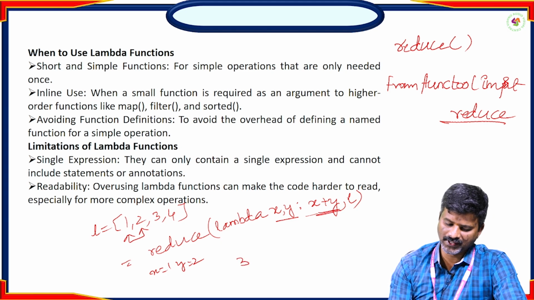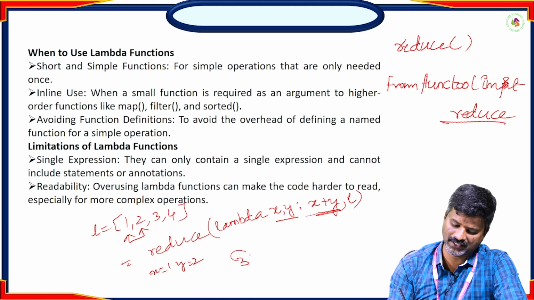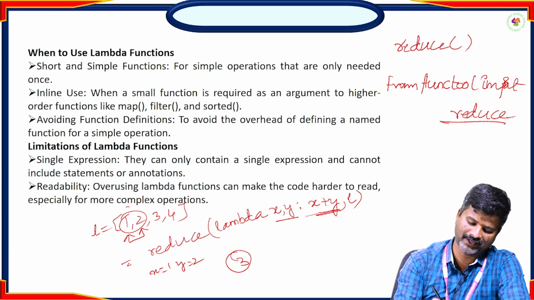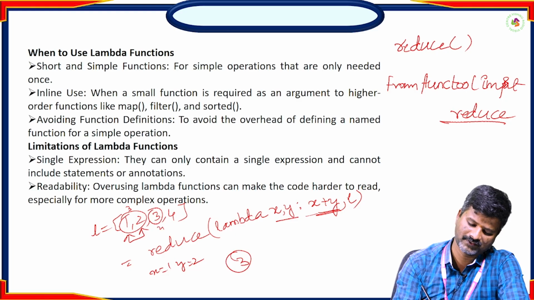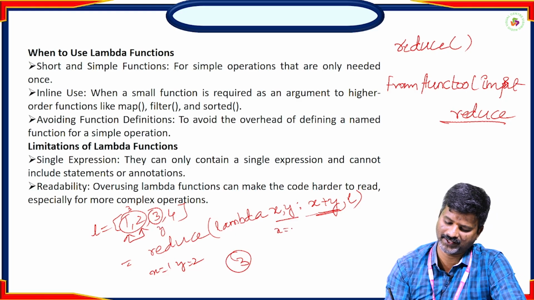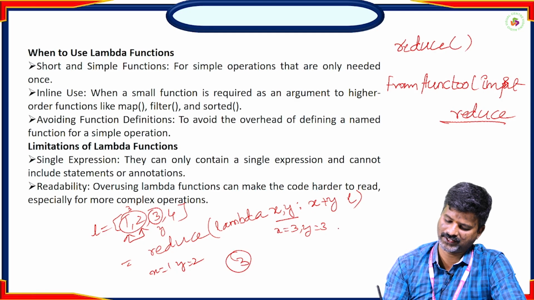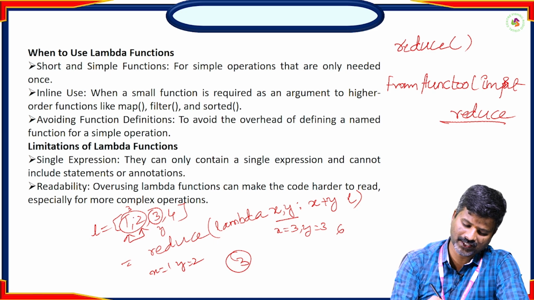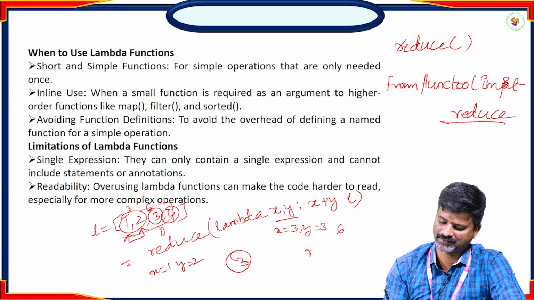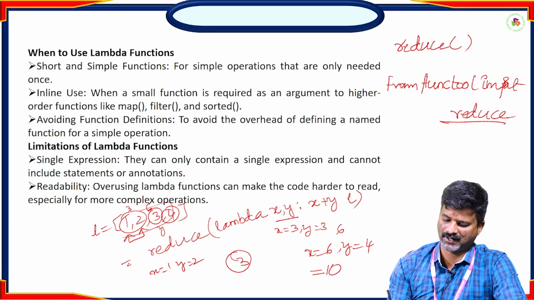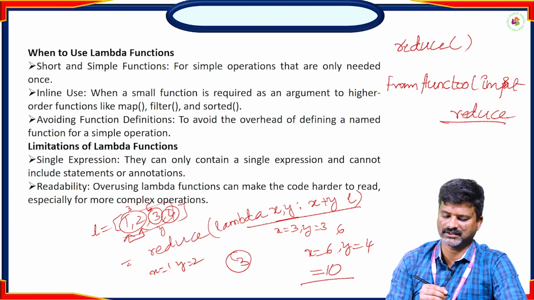Then next time, the result you got here is x, and this one is y. Then again 3 plus 3: x is 3 and y is 3, and x plus y is nothing but 6. Then again, whatever result you got, x is 6 and y is 4, so finally x plus y is 10. Like this, your reduce function will work.